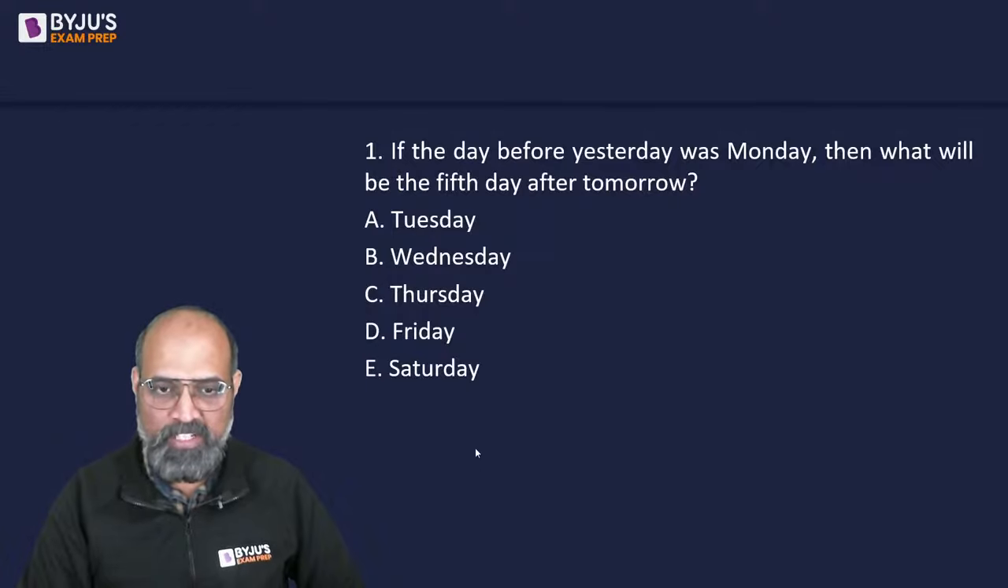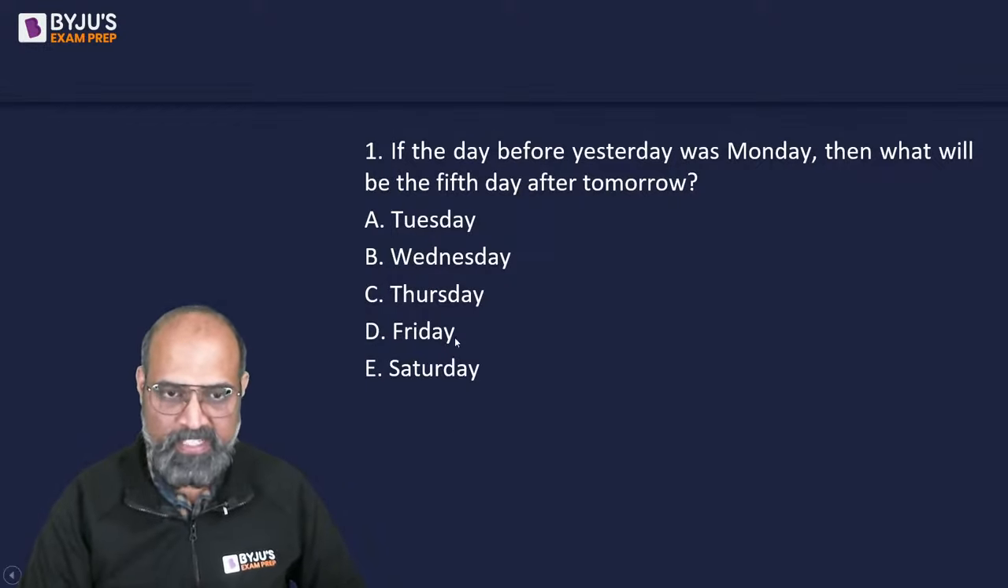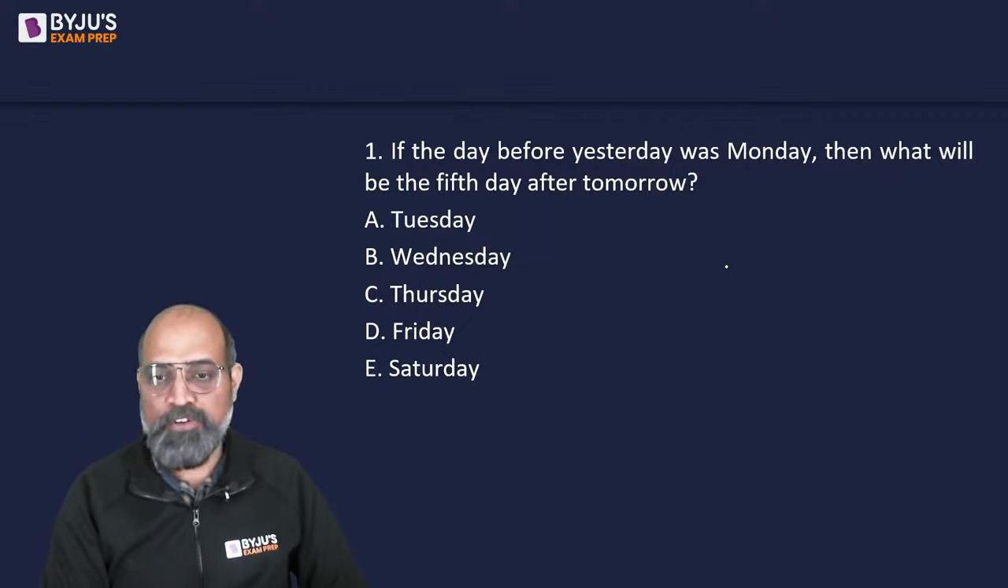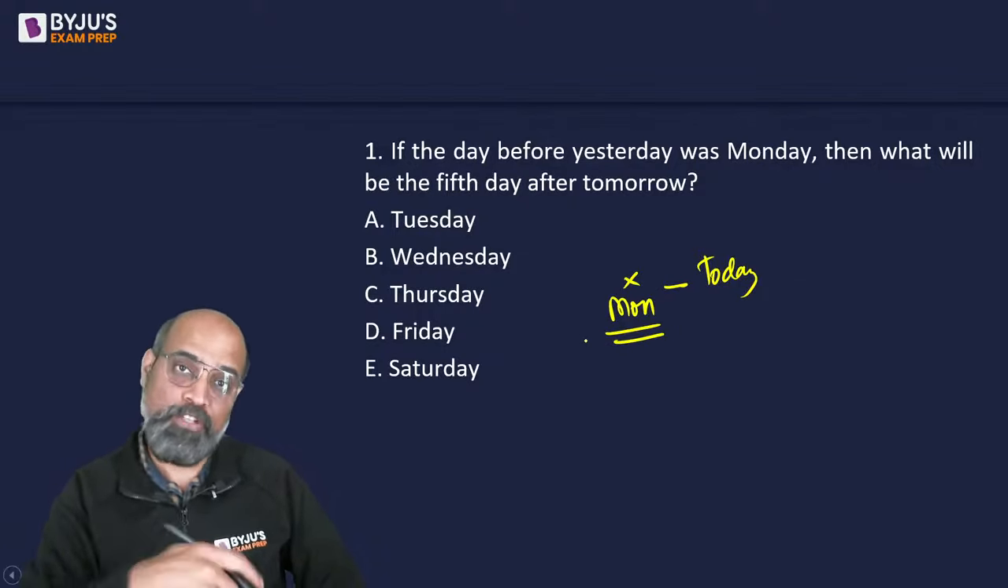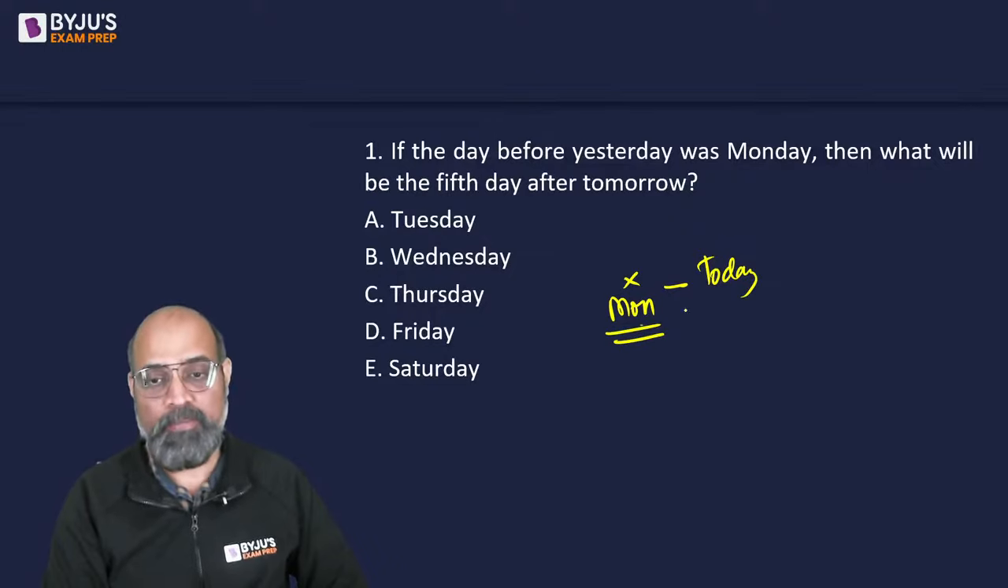Fine. So let's solve. Let's see. If the day before yesterday was Monday, so this is, let's say, today, this is yesterday, and day before, if this was Monday, right? Day before yesterday. Today is going to be Monday, Tuesday, Wednesday. So today means it's Wednesday.